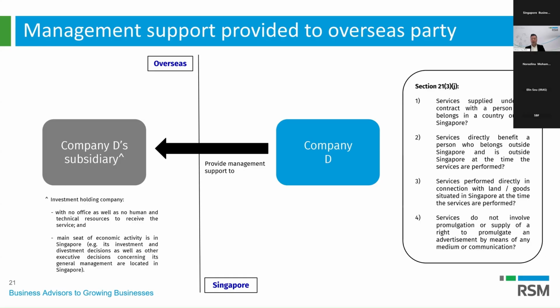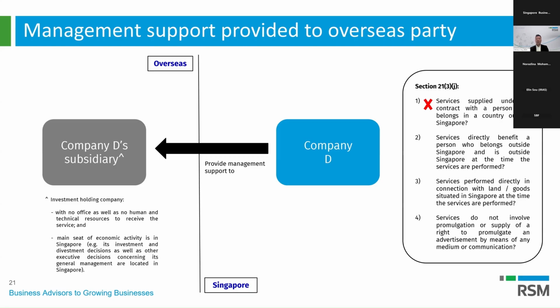the GST Act called Section 21(3)(j). On the screen, you will see four conditions. First condition: services supplied under a contract with a person who belongs in a country outside Singapore. Based on the facts you see on screen, we may not be able to satisfy this, because this subsidiary, although an overseas incorporated entity, has no office and no human technical resources, and even the management control is all in Singapore. Then it is unlikely they will be considered as someone who belongs outside Singapore.